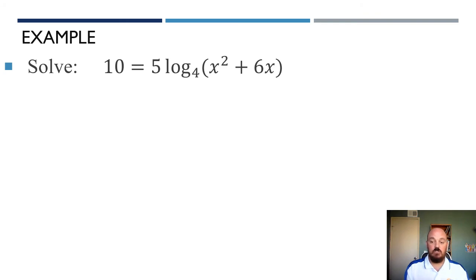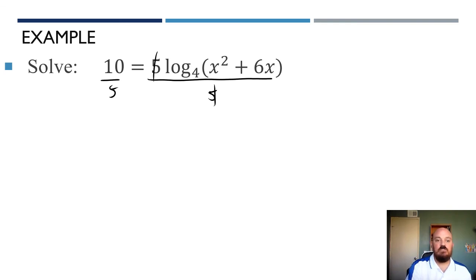But the question starts out at least the same. We definitely want to isolate the log function. So I'm looking at it, I'm thinking, okay, I have the log base 4 of x squared plus 6x. That whole thing together is my log function. To isolate it, I don't want that 5 in front of it. So let's divide everything by 5. Let's get rid of that 5 right there.